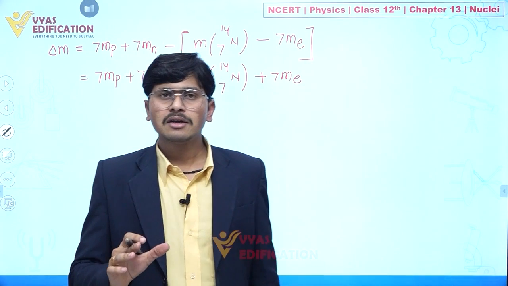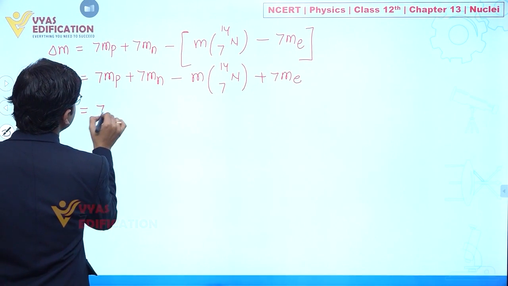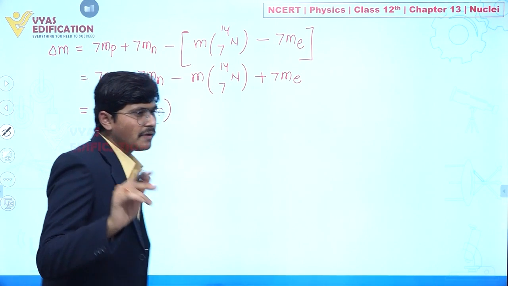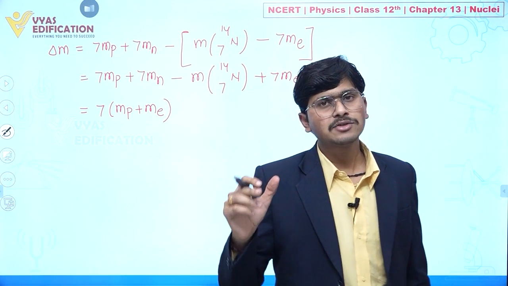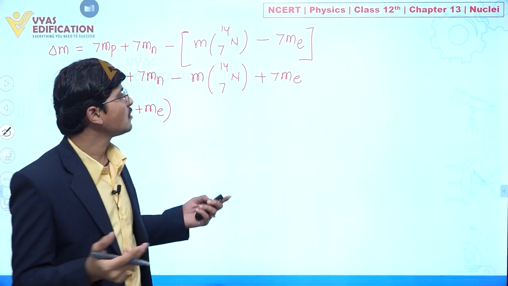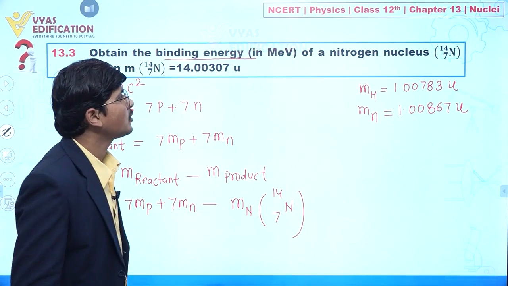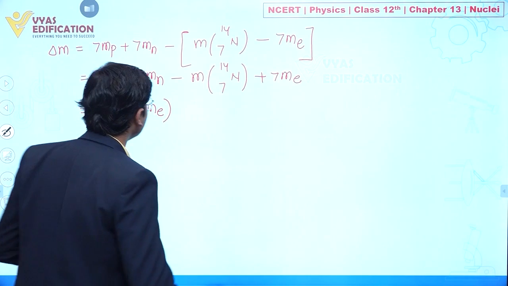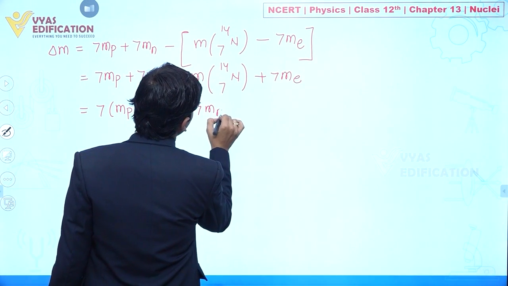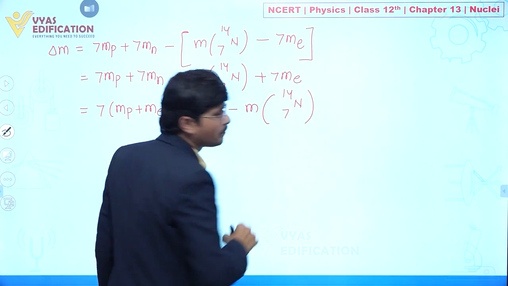Now it's a general common observation. If you write 7 times Mp plus Me, clear? So if you add the mass of proton and the mass of electron, you will get a mass near about the mass of a hydrogen atom, clear, and the mass of hydrogen value is written here as 1.00783, clear. So you can write like this, plus 7 Mn minus mass of 7N14, clear.